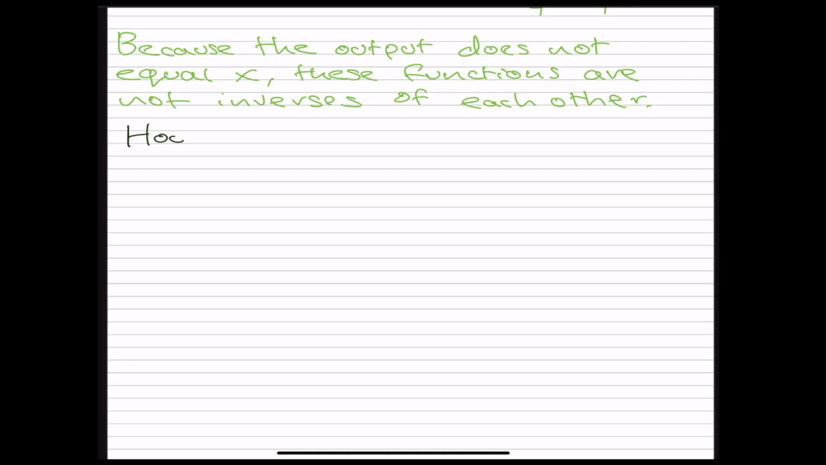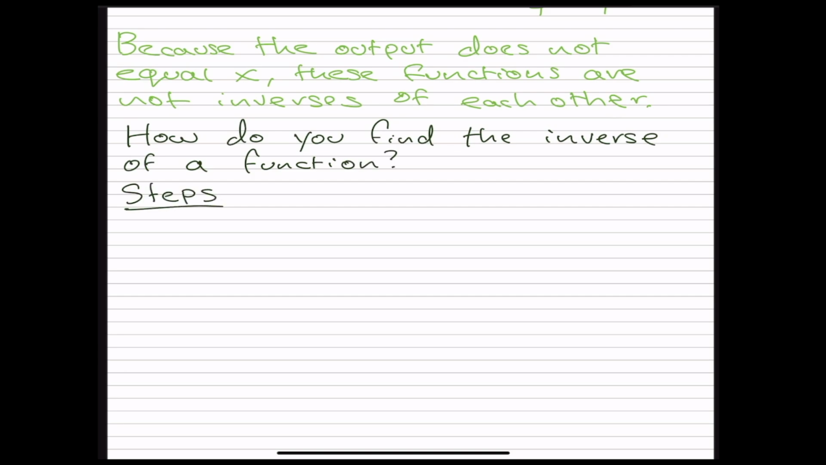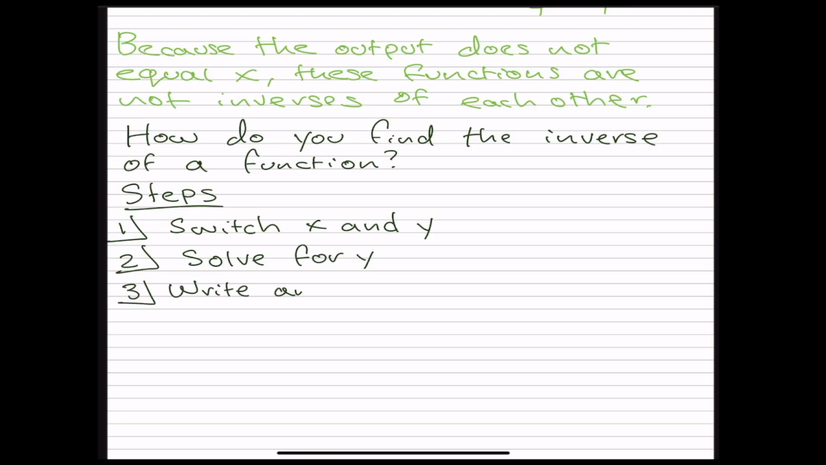Now we want to ask, how do you find the inverse of a function? So what we just did was check if two functions are inverses of each other, but now we want to ask, how do we find the actual inverse of a function? And that's fairly simple. All you have to do are these 3 steps. Your first step is to switch the x and the y. And then your second step is going to be to solve for y. And your last step is going to be to write your final answer in proper notation. So I'll show you what that means in a little bit.